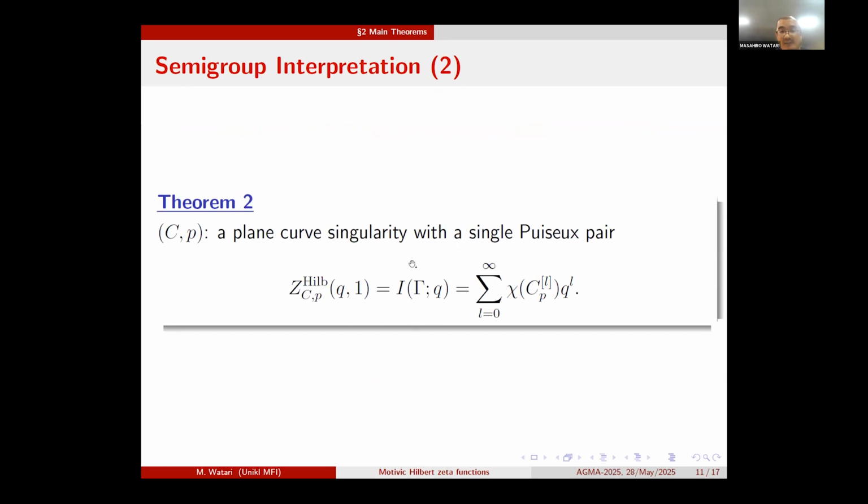So this is our second theorem today. If the singularity is a plane curve singularity with a single Puiseux pair, then the Motivic Hilbert zeta function is the generating function of delta semimodules. And by Theorem 1, this equals the generating function of Euler numbers of punctual Hilbert schemes. So this is our second theorem.